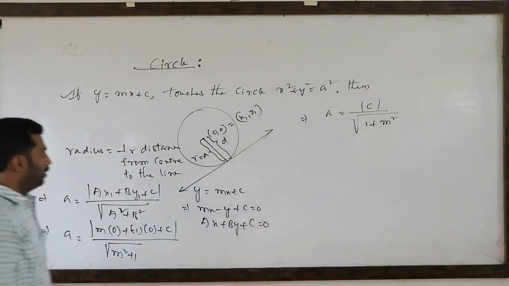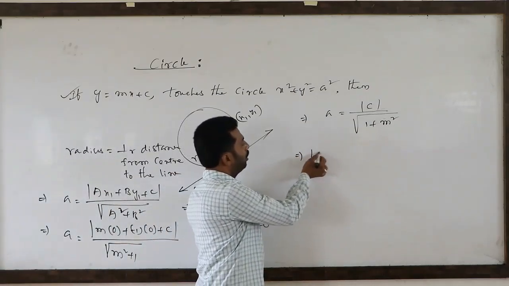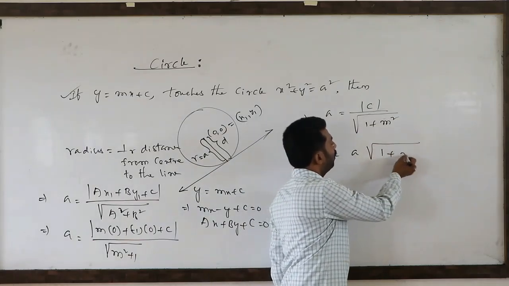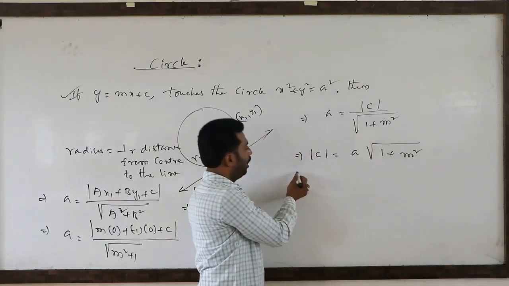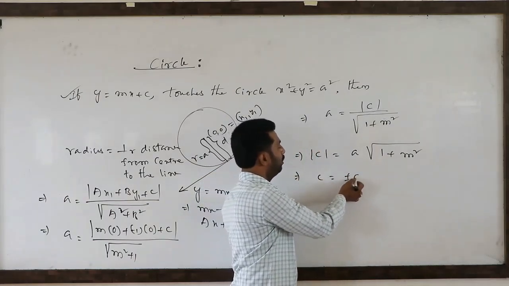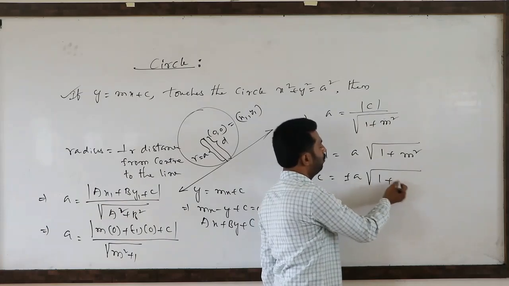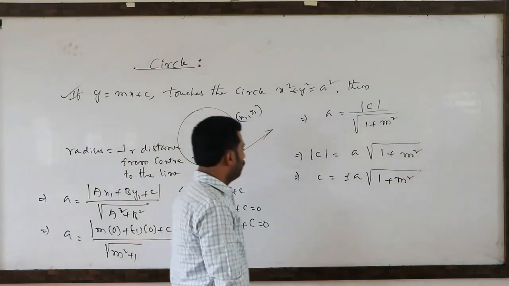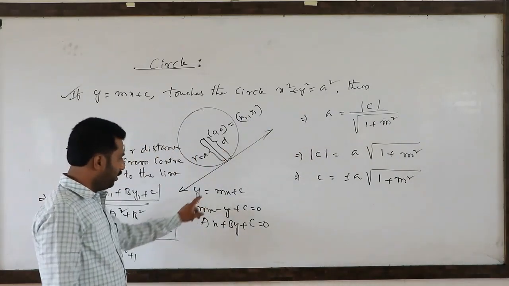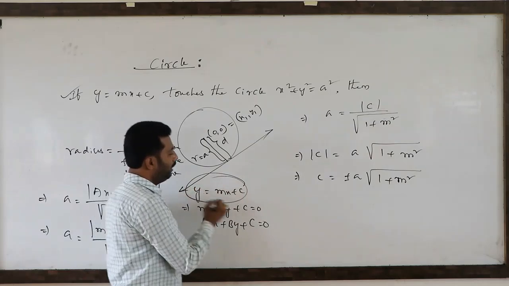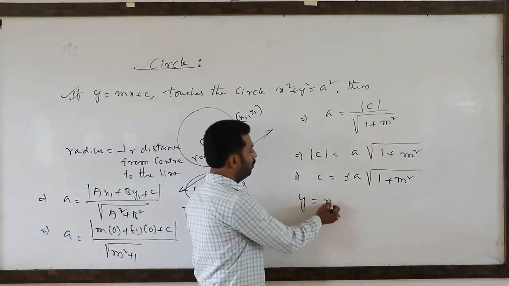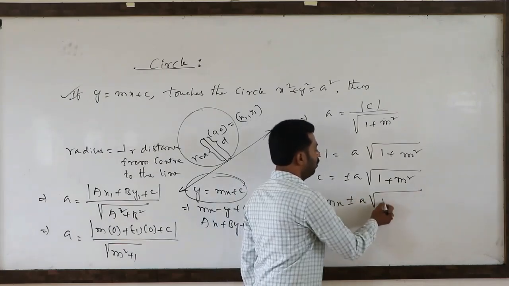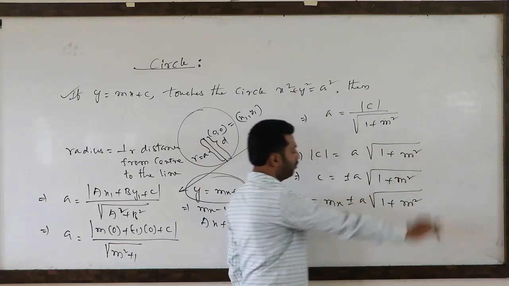So this is only modulus of C equal to A into root of 1 plus M square. Or if you remove this modulus, it means plus or minus A into root of 1 plus M square. So what is the equation of the line? You observe, the equation of the line means y equal to mx plus C value, that is plus or minus A into root of 1 plus M square.